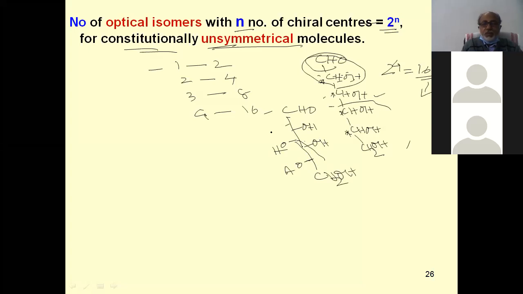Now, this is the position of the OH group, with the H on this side, and that is for glucose. These 4 chiral centers, that is your glucose. If any one of these changes, it is not glucose. So glucose is one of these 16. This particular molecule can have 16 configurations, and one of these will be glucose.